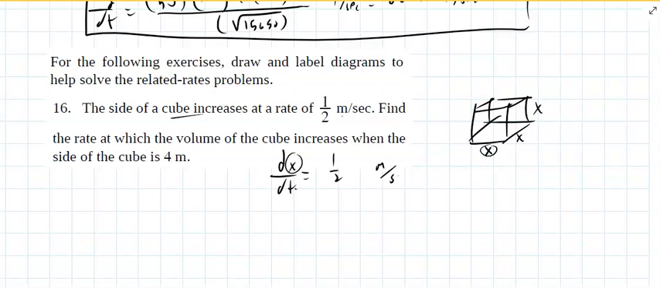In case you don't know, a meter is about 3.3 feet. So this is expanding quickly. That's a lot. That's roughly 1.5 feet every 1 second. All right. Find the rate at which the volume, we're looking for how fast is the volume increasing when the side of the cube, when x equals 4 meters.